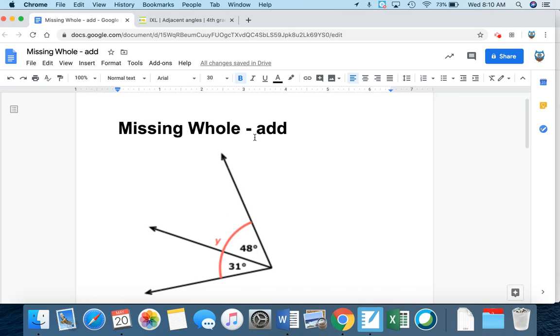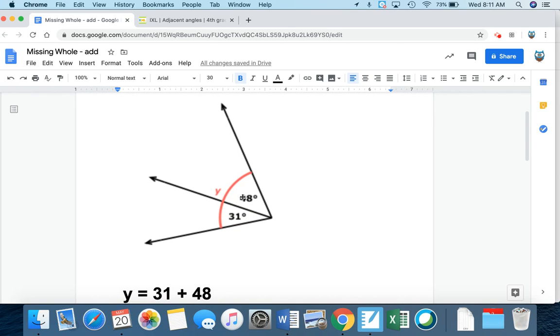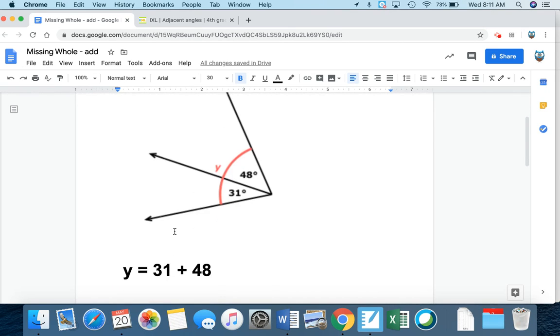The thing you need to do here is to add because you have two parts that make up the whole. So y is the whole angle, 31 is one of the parts, and 48 is the other part. We need to add up the two parts, and that will give you 79 degrees for y.